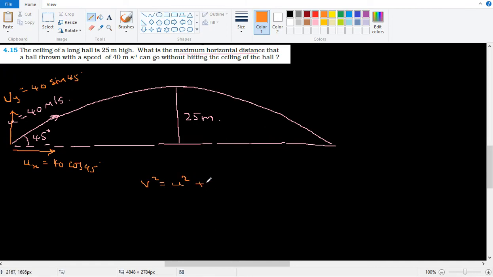v squared is equal to u squared plus 2as. So if I put y, final velocity here in the y direction is 0. So this becomes 0. uy is this one, 40 sine 45. So 40 sine 45. Don't forget there is a square.